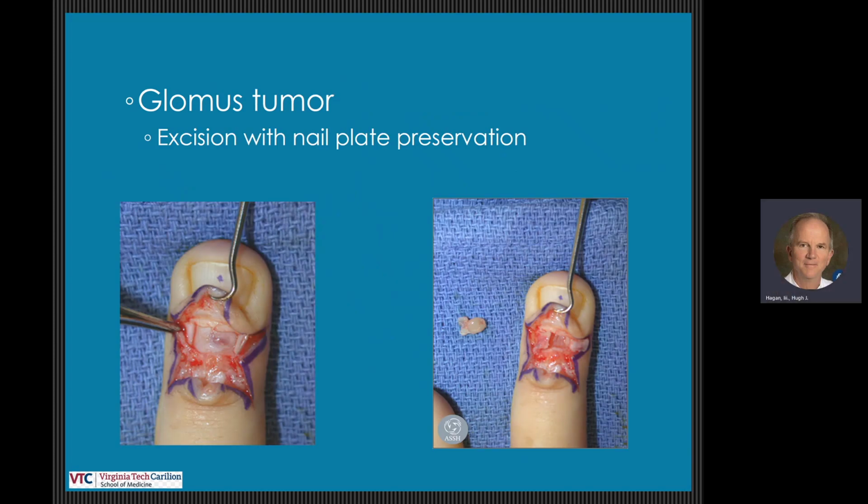Here's an example of a procedure preserving the nail plate with a glomus tumor under the germinal nail matrix, elevating a distally based flap that incorporates the eponychium. And the appearance of the tumor on the right side of the photograph is very characteristic. It's shiny, sort of like a pearl, very well circumscribed.